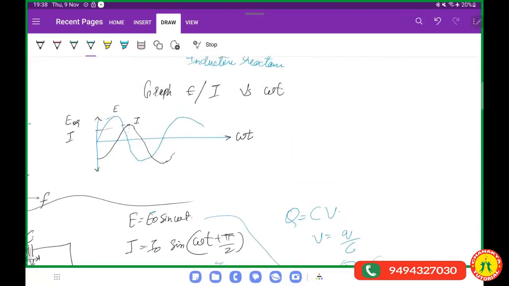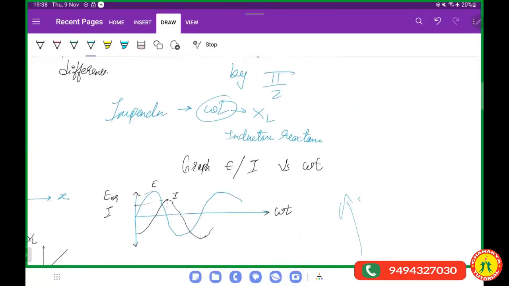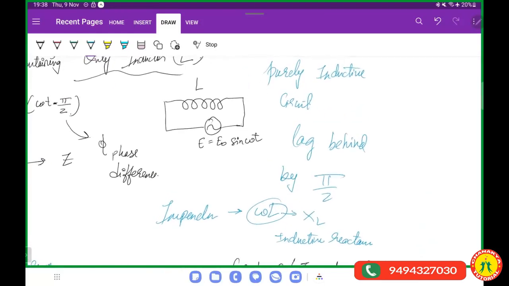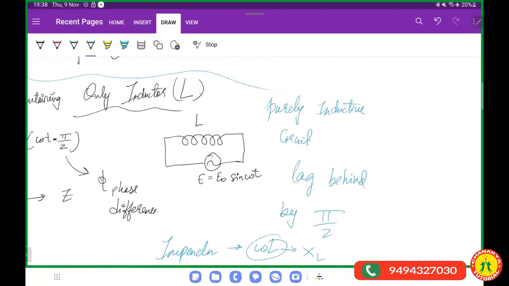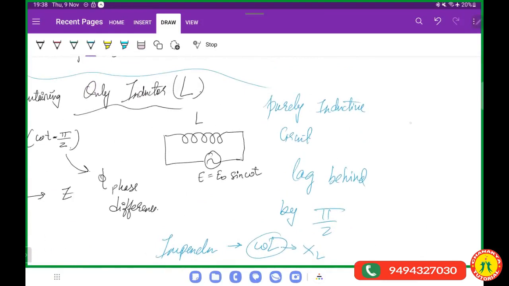Similar way you can derive for this one also. Here we need to use the inductive formula. Same thing: what is the E formula? E equals L di by dt. You can use this and solve it. I'm not going to solve this, but similar way you can solve it if you want.